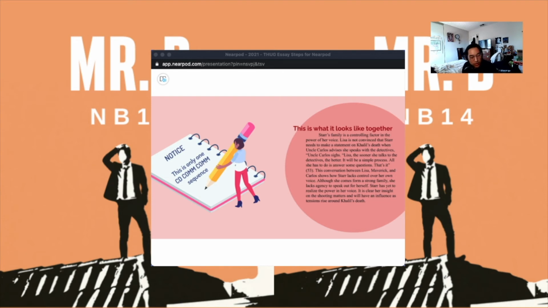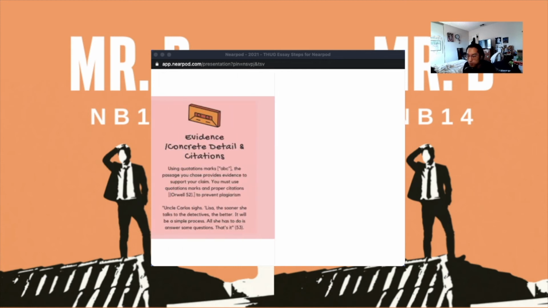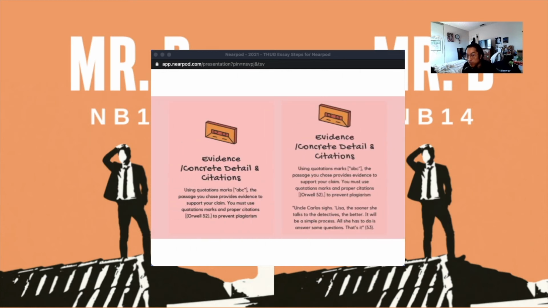So let's jump back to our concrete detail slide very briefly. If you look at this example over here, you can see the single quotation mark as soon as Uncle Carlos begins to speak. And there's still a typo. When you're quoting dialogue, you need to use the single quotation marks. That's only within these quotation marks. So you don't use the double quotation marks twice.